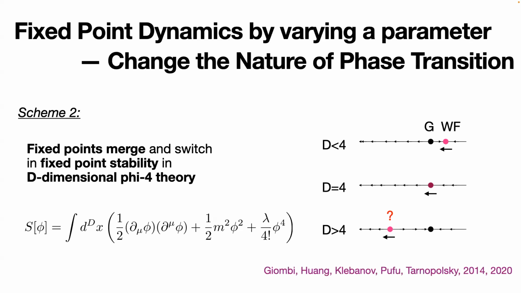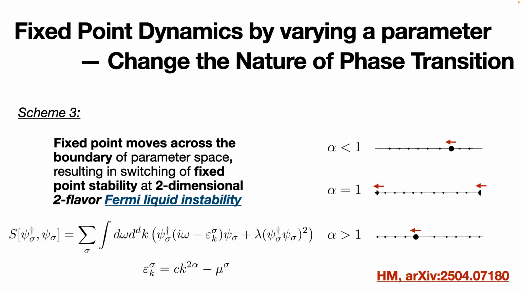But when we increase the dimension, these two fixed points merge into one fixed point. And above 4 dimensions, the Gaussian fixed point is more stable. So if we measure the phase transition in D larger than 4, we have the Gaussian free universality class to describe the transition. So that's another example of the phase transition nature changing. So we finally reached the third scenario, which is what I'm going to focus on in this talk.